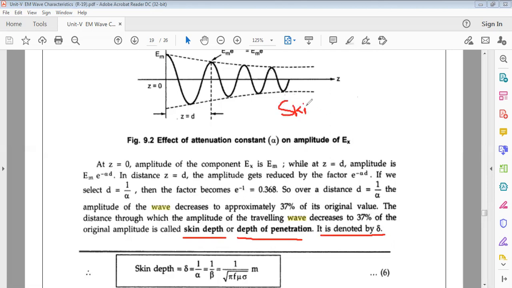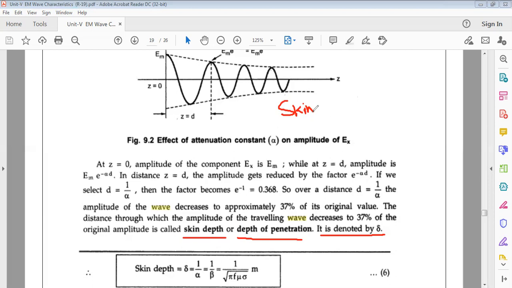Remember, my dear students, when the signal travels in the positive z direction, its amplitude at z equals 0 is Em. After traveling a distance z equals d, its amplitude reduces. That distance d we can consider as 1 by alpha. E power minus 1 becomes 0.368, meaning the amplitude decreases to 37% of the original value when traveling the distance d.